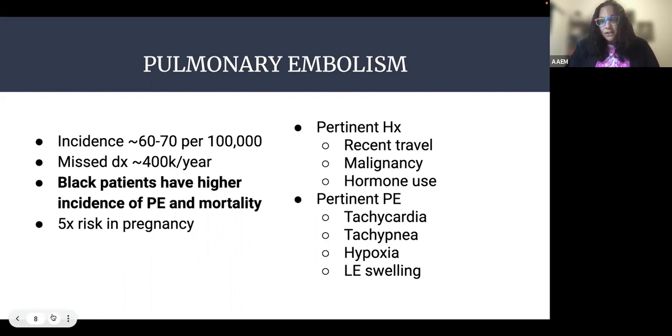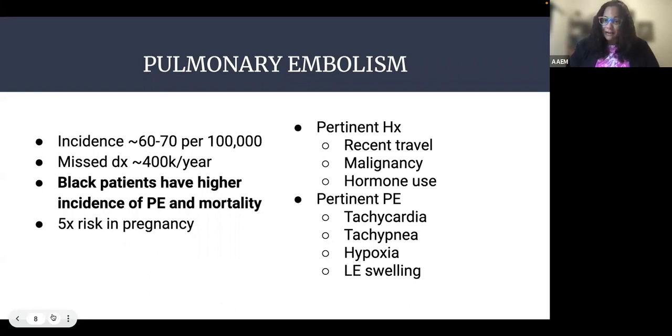Now, in med school, we're often taught chest pain, shortness of breath, and tachycardia. That's how every patient with a PE is going to present. However, less than 20% of patients with a PE will present with this triad of symptoms. So it's important to have a high index of suspicion. So let's talk about pertinent history and pertinent physical exam findings.